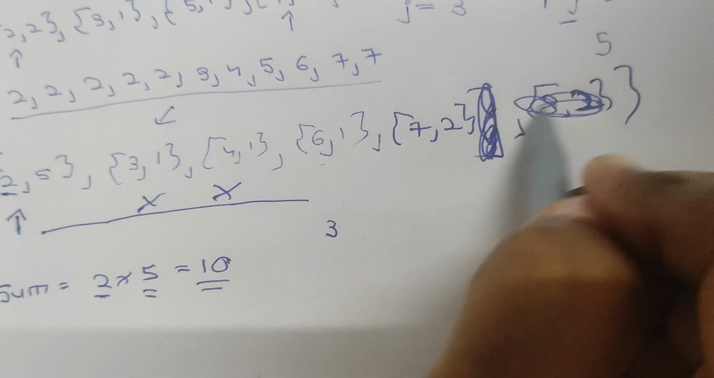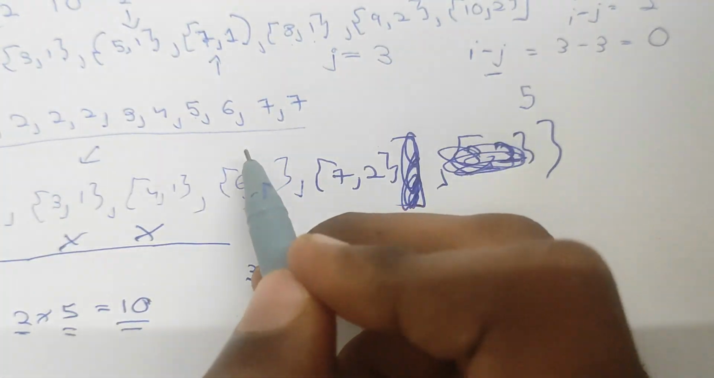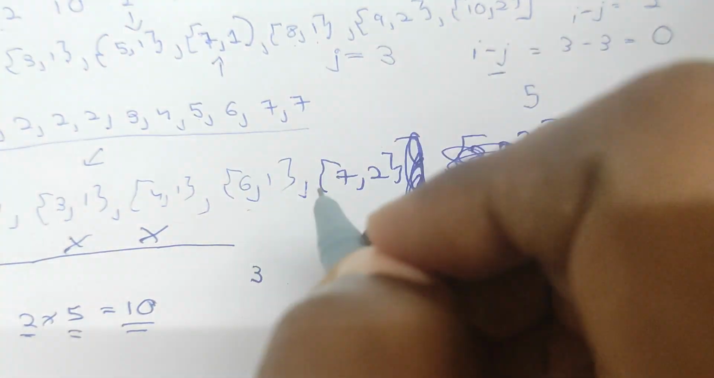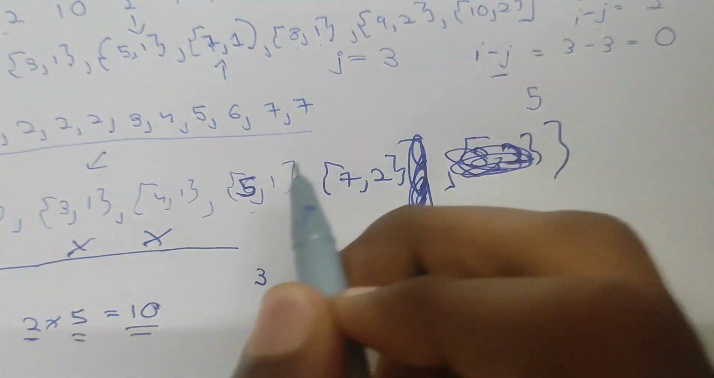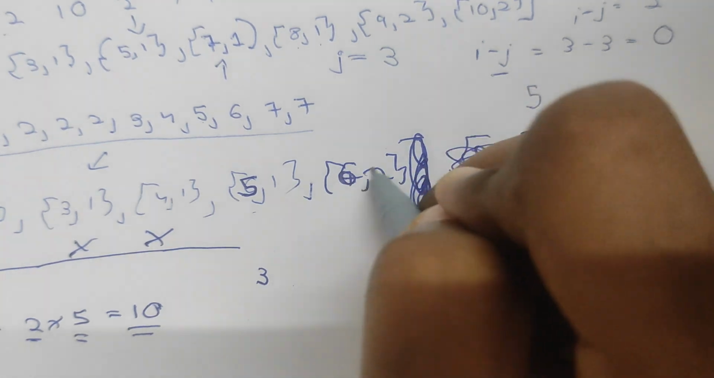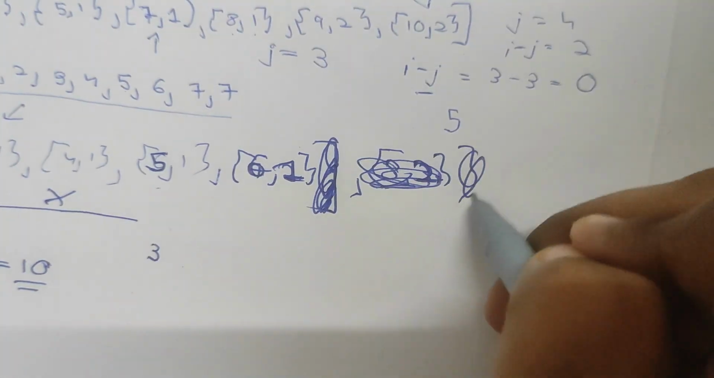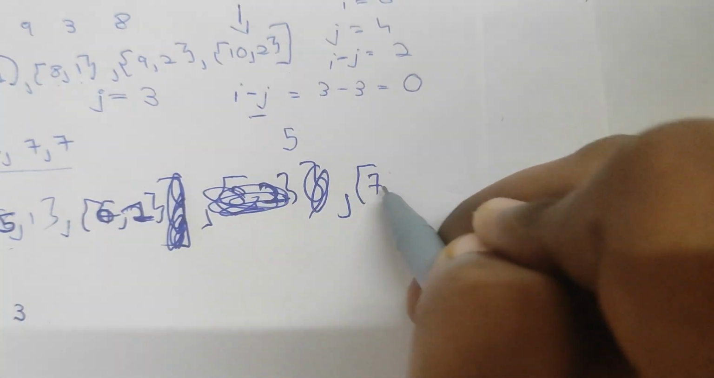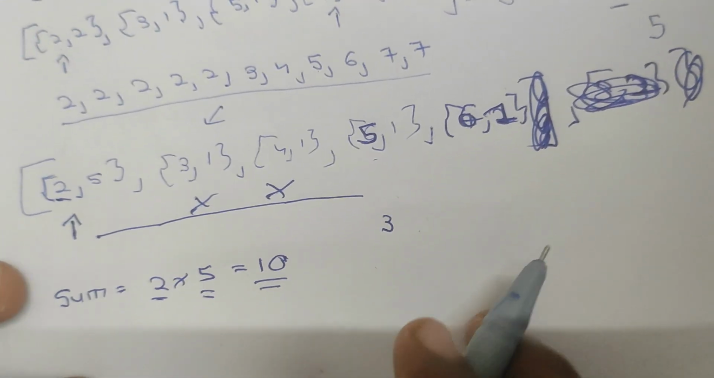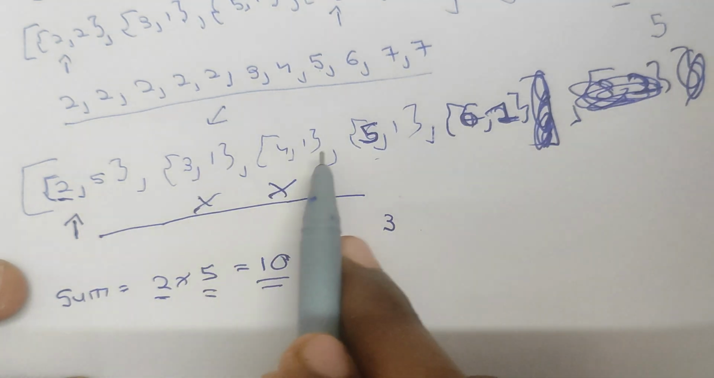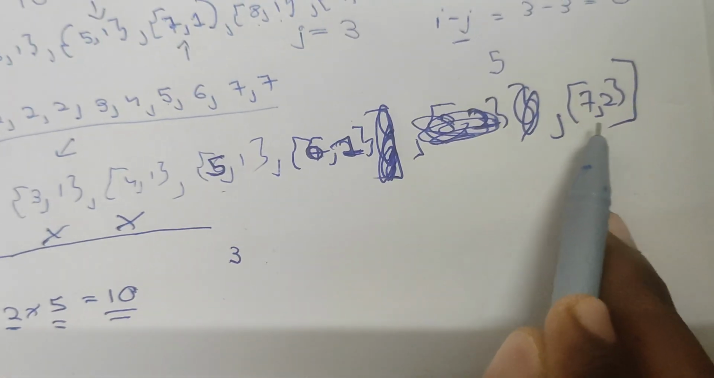Sorry, I haven't added one value. I haven't added 5. Sorry, my mistake. There was a 5 over here and I forgot to add that. I will change it. So the values are 2 5 3 1 4 1 5 1 6 1 7 2.